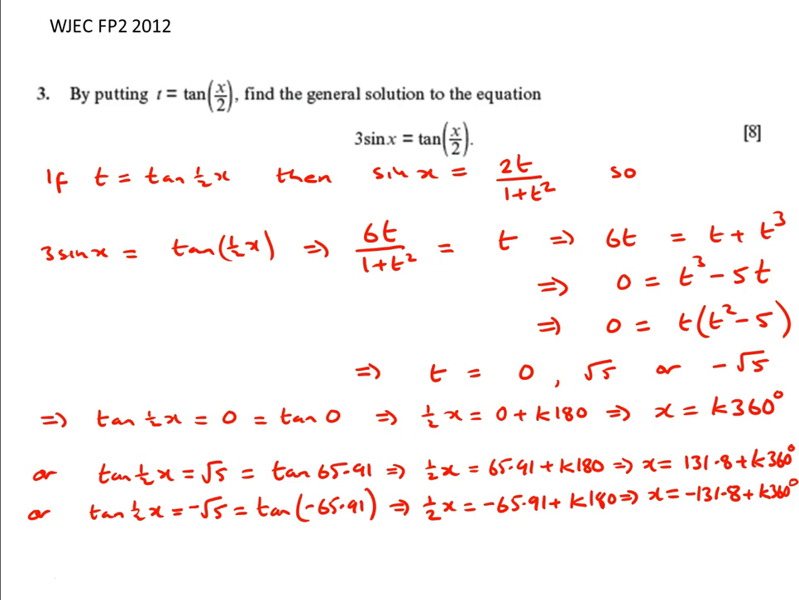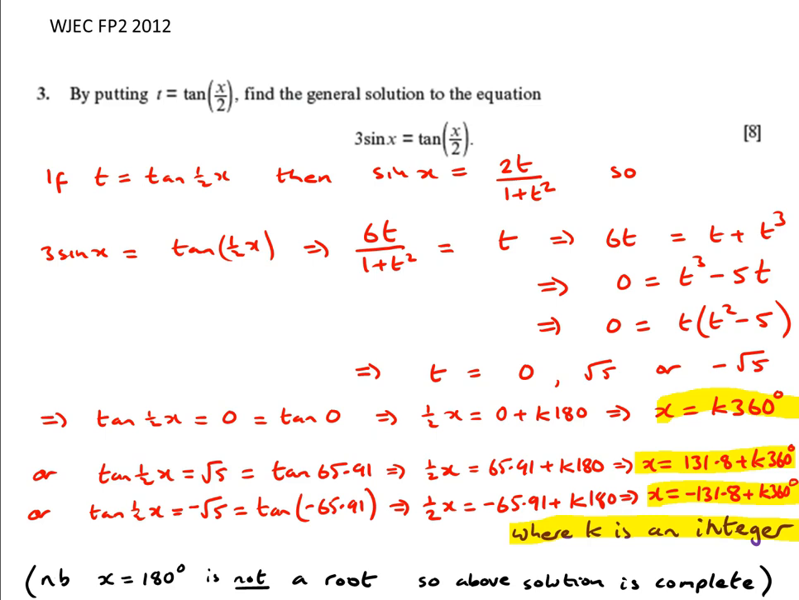At this stage, we should just remember to check whether 180 degrees is a solution of the original equation or not. Well, if x is 180 degrees, 3 times sine x is simply naught. On the other hand, if x is 180 degrees, we've got tan of a half x is tan 90, which is undefined. So certainly 180 degrees is not a solution of the equation 3 sine x equals tan a half x. And that means that the solutions that we've already found do provide the complete solution. So there's our complete solution, and as before, we need to just remember to write down that k must be an integer.